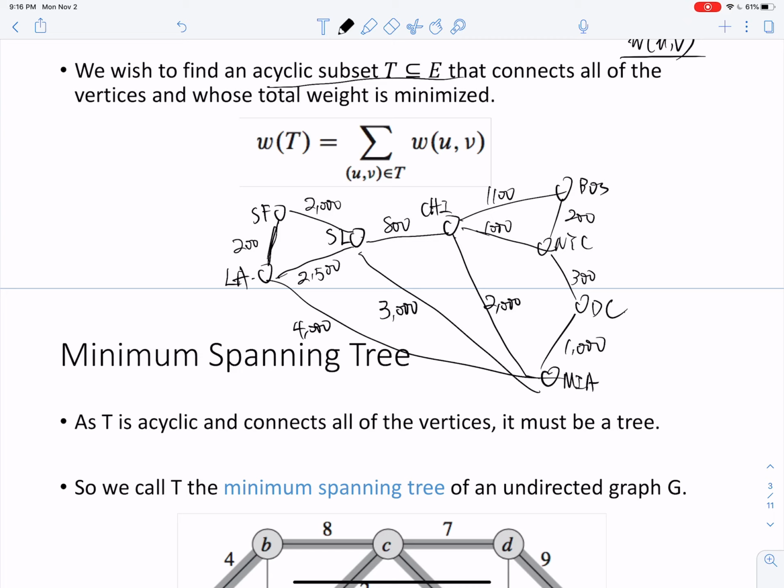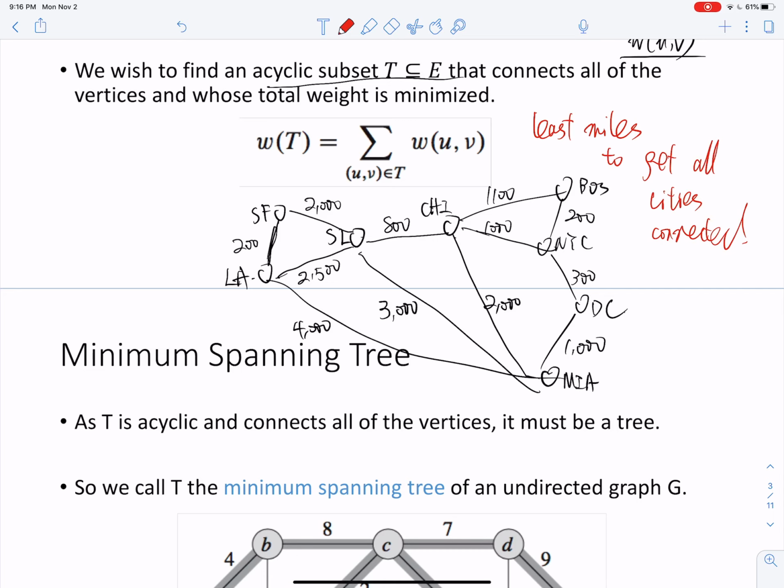So here we use these numbers to denote how many miles of road we are going to construct in order to get a pair of cities connected. At that time, the federal government had a very tight budget, so they wanted to build the least miles of road to get all the cities connected. Okay, so this is the objective.